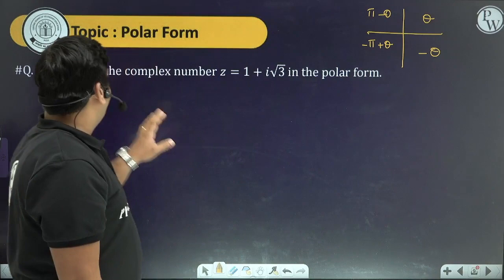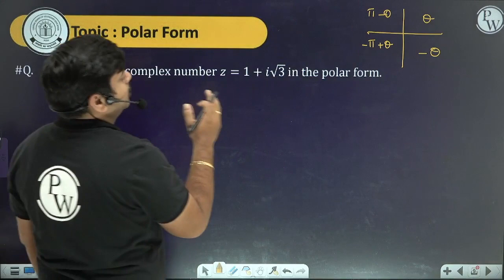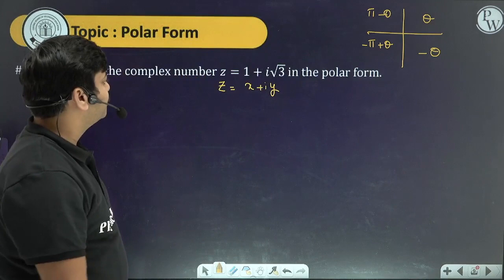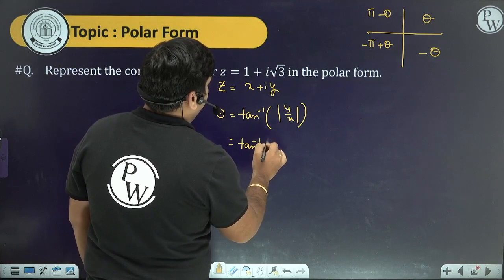Represent the complex number z equal to 1 plus i root 3 in the polar form. That is about argument. We will see again. To find the polar form, first of all, we need to find the angle theta. If you write this as z equal to x plus iy, or a plus ib, anything, no worries. Now I have theta equal to tan inverse of mod y by x. That will give you tan inverse of mod root 3 by 1.